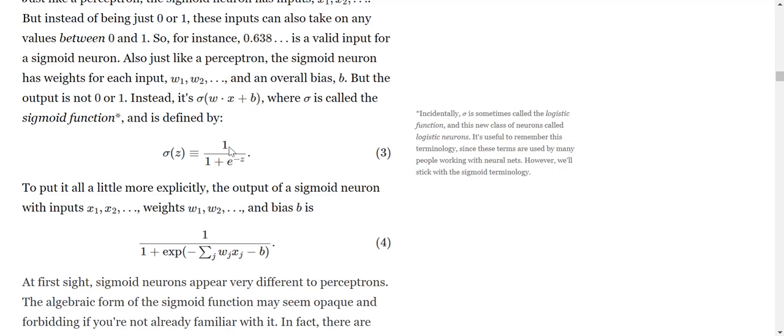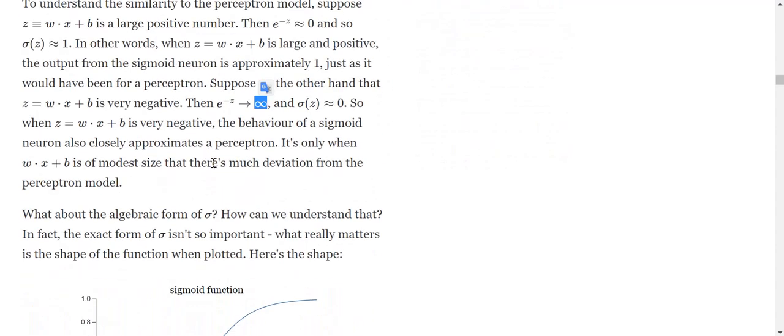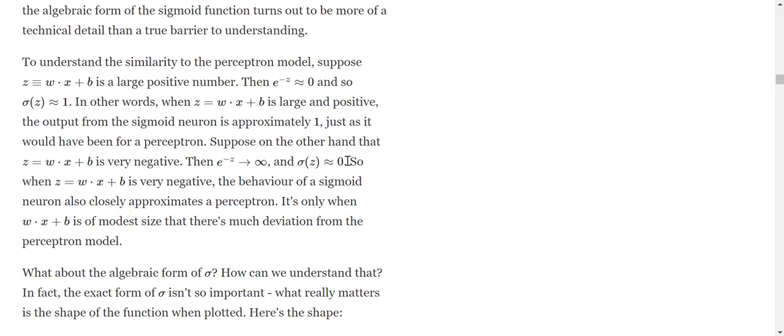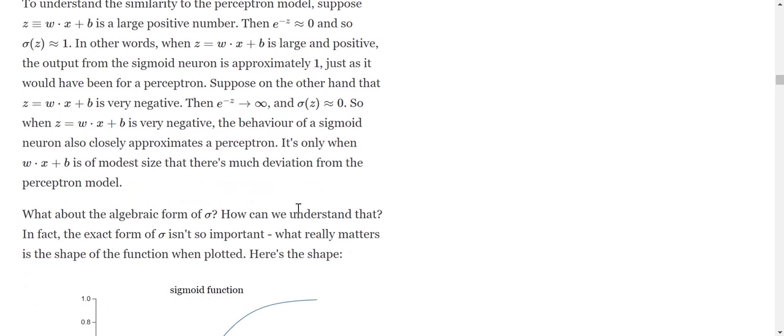So a very large value. So you have 1 upon 1 plus, say, 100 million. So 1 upon 100 million essentially is 0, right? It tends to 0. It is a very small number. So for all practical purposes, it would approximate to 0. So when this value is very negative, the behavior of the sigmoid function also closely approximates a perceptron, because when the perceptron also had a very negative value, it gave a 0, or it remained inactive, it did not fire. It's only when this is of modest size that there is much deviation from the perceptron model.